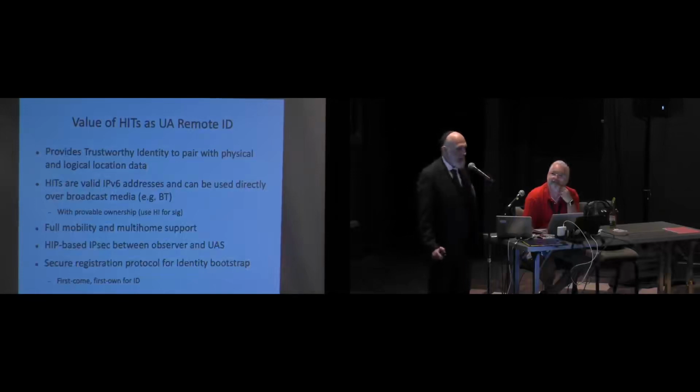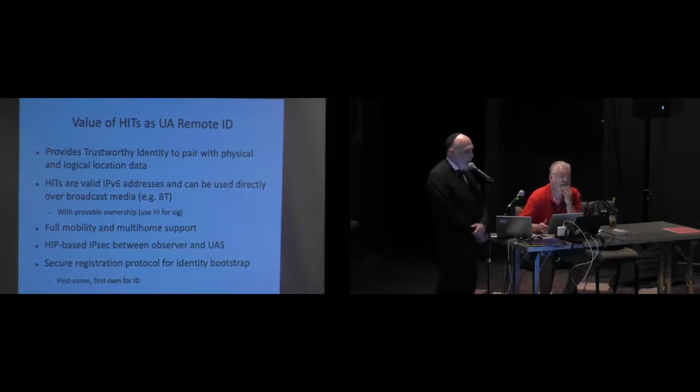Speaking with Stu and Adam, we've worked out the value of HITs as the remote ID for UAs. It provides a trustworthy identity to pair with physical and logical location data. As you know, HITs are valid IPv6 addresses and can be used directly over the broadcast media, if that's what you're transmitting, like Bluetooth. Bluetooth 5 is one of the PHYs for this, with provable ownership using the HI for the signature. Full mobility and multi-home support, so in case you're using multiple PHYs on this particular UA, that is supported. You can use the HIP-based IPsec for secure communication if that's what you desire or need.